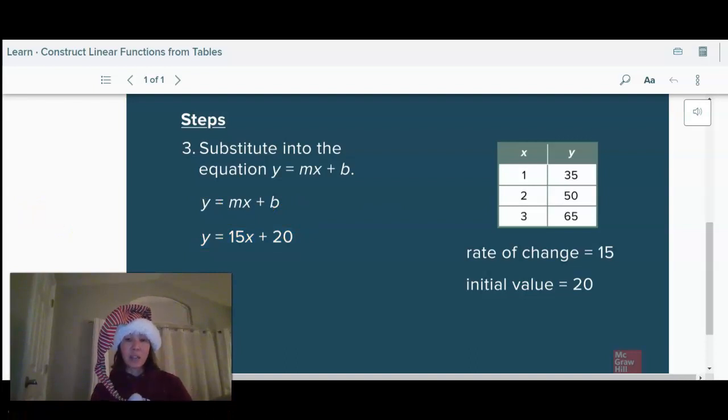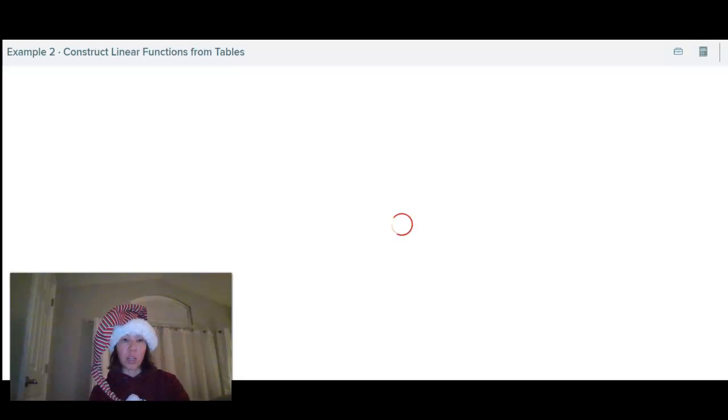Okay, so this is a little bit different from the last chapter, because in the last chapter you were always able to find b from the table. You always had the x coordinate when x equals 0. You had the y coordinate, which was your y-intercept. But in this case, we don't have the y-intercept in the table, so it's going to be a little more work to find that y-intercept.